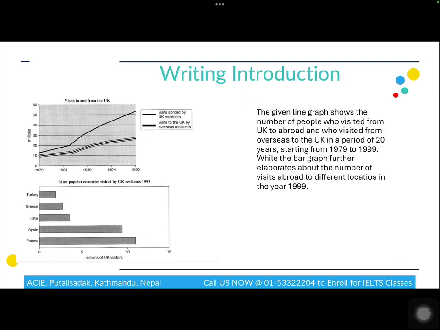Here, the line graph shows the number of people who visited from UK to abroad and who visited from overseas to the UK in a period of 20 years starting from 1979 to 1999. So we have rephrased the major components. Along with that, we have also mentioned the time period which has been given in the question.